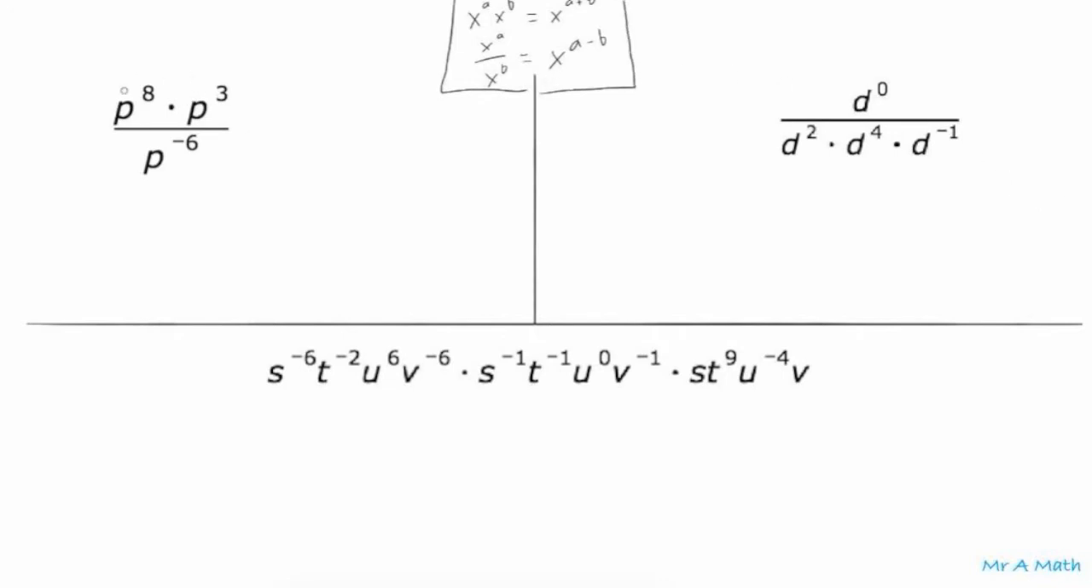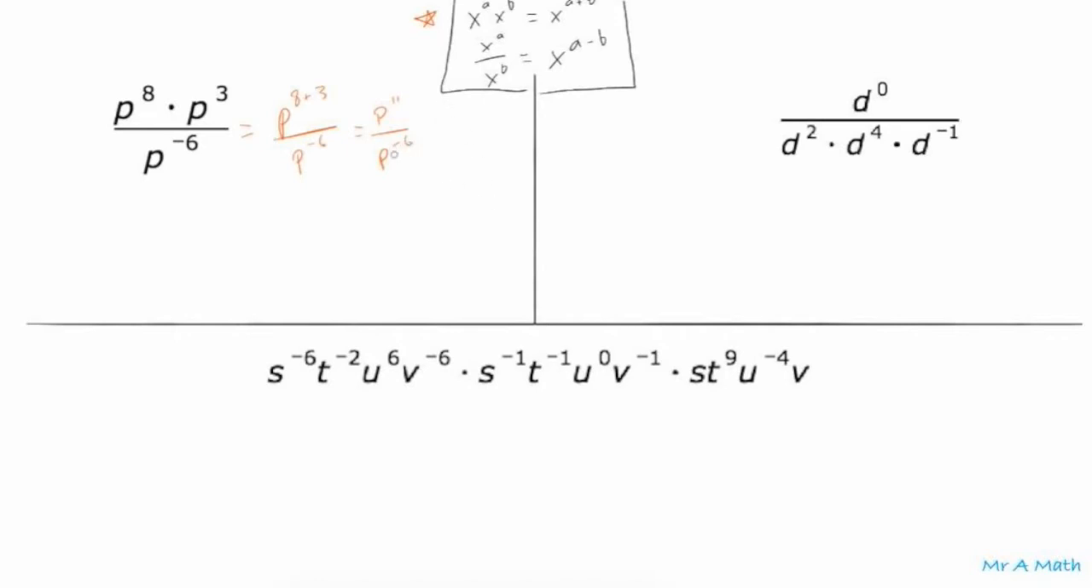So I like to condense everything on the same side of the fraction as possible. So I will condense the whole numerator and then the whole denominator. So in this case, the numerator has to be condensed. And if I use this rule here, then I am going to make this p to the 8 plus 3 over p to the negative 6, which is just p to the 11 over p to the negative 6.